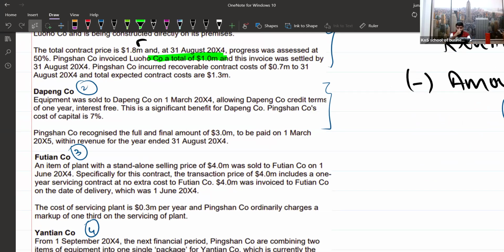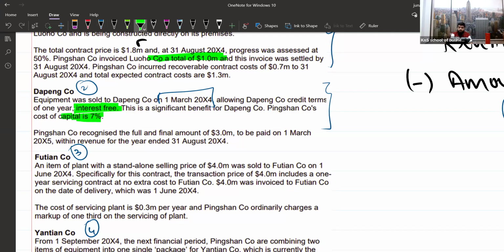First of all, let's try to read out the data. Equipment was sold to Depping company on 1st March 2004, allowing the Depping company a credit term of 1 year, interest free. It means the amount will be paid after 1 year and there will be no extra amount. Interest free means there will be no additional amount. And the cost of capital, the interest rate, is 7%.